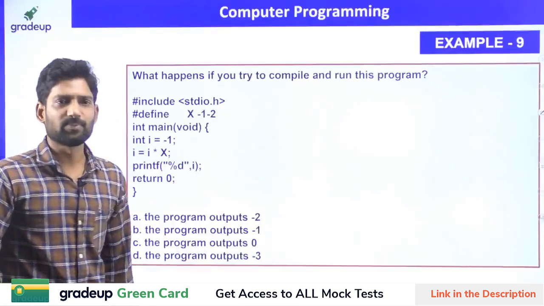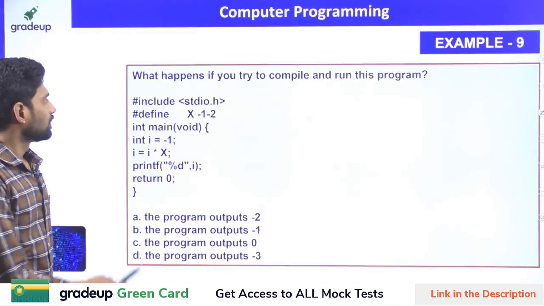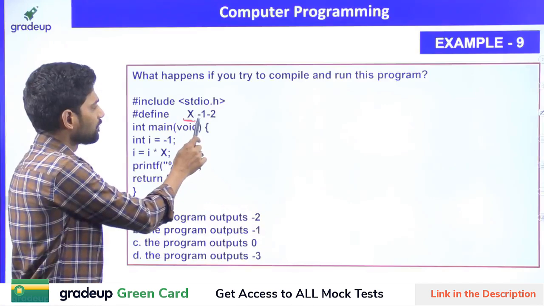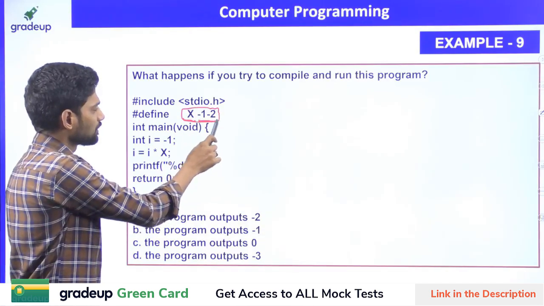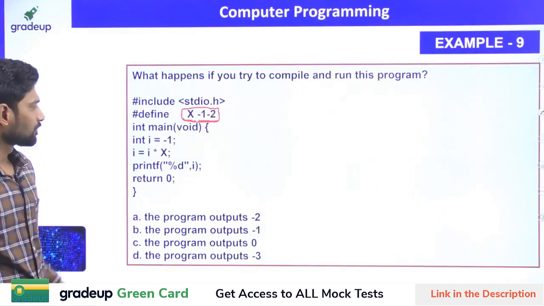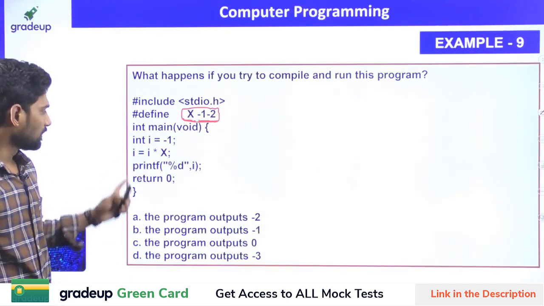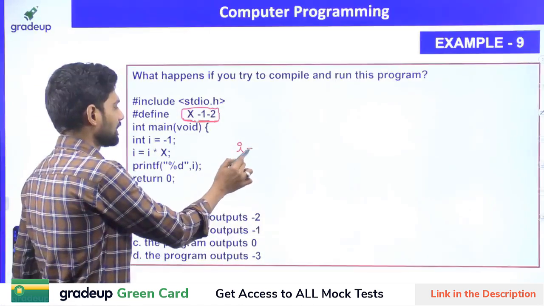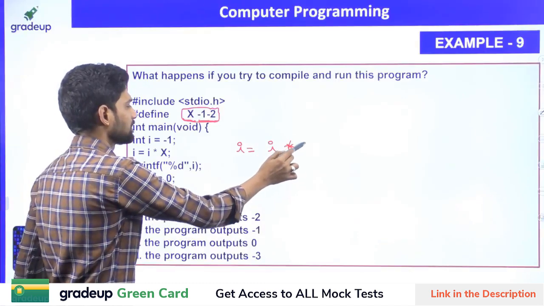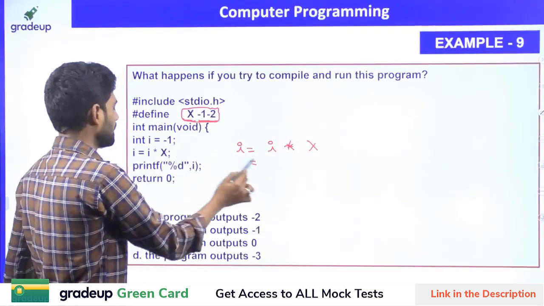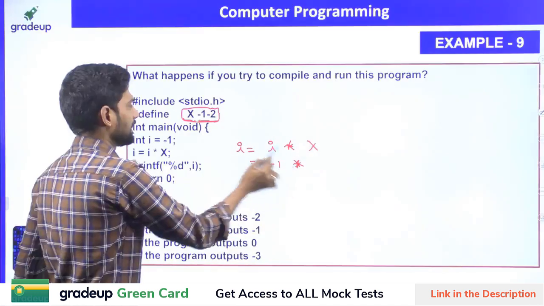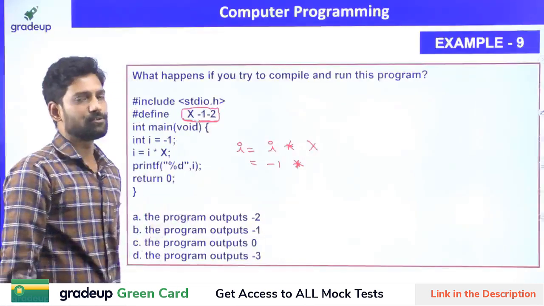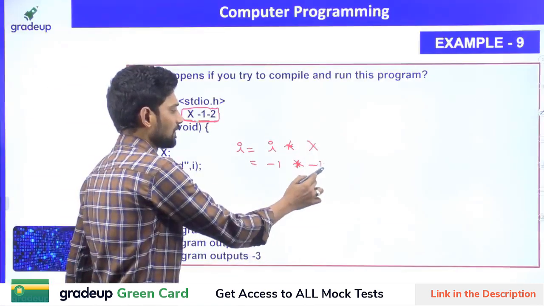What happens if you try to compile and run this program? #include <stdio.h>. #define x as -1 -2. So this is macro definition. int i equals -1. int i equal to i into x. So what is i? i is equal to i multiplied by x. What is i? -1 multiplied by x is not -3. We should not evaluate it, as it is substitution. Macro means -1 -2.